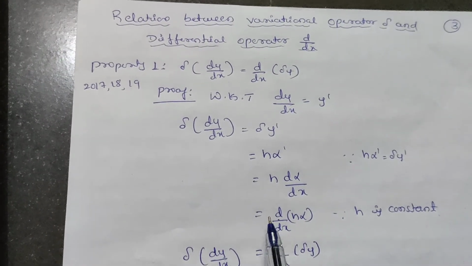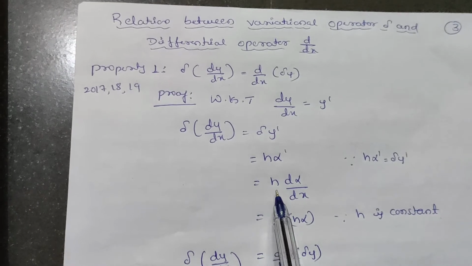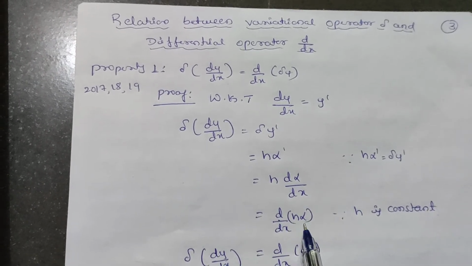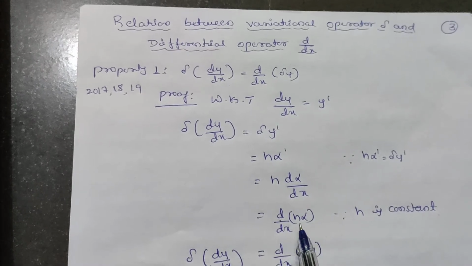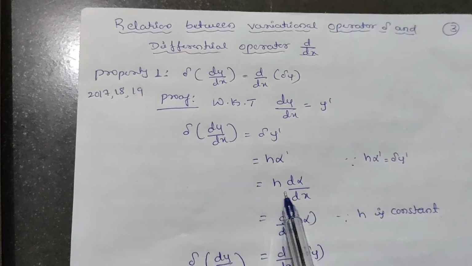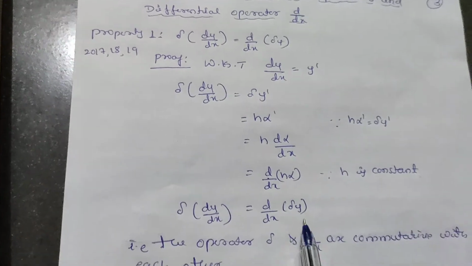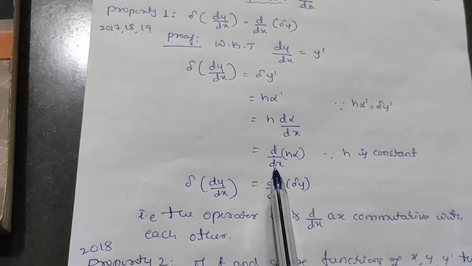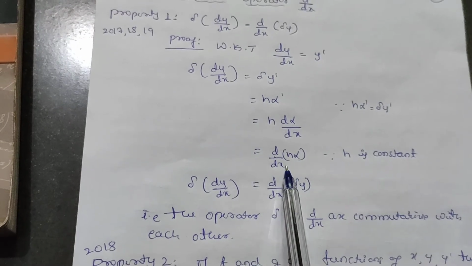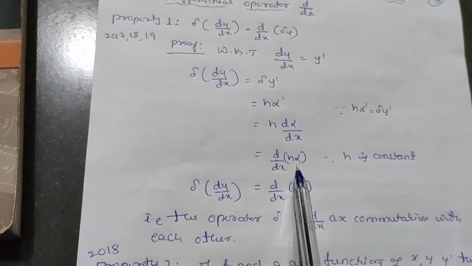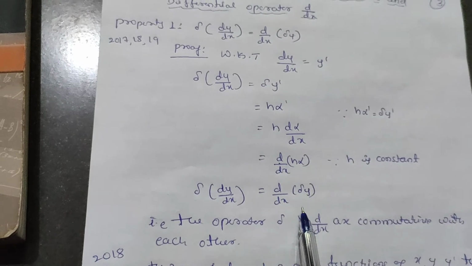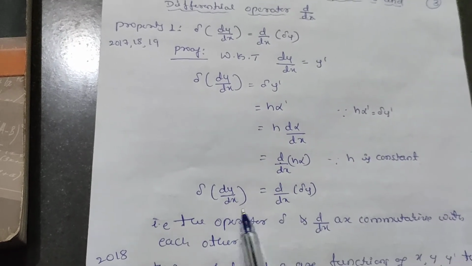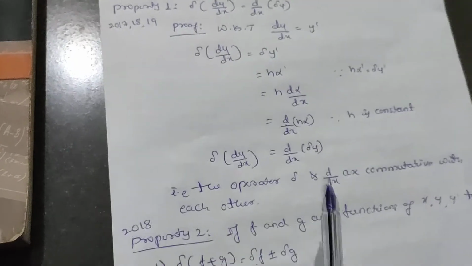This h is a constant, so we can take it as d by dx of h into alpha, because the derivative of a constant times a function is the constant times the derivative of the function. So the LHS, delta dy by dx, is equal to d by dx of h alpha, and again from the definition of a variational function, h alpha is denoted by delta y. So this is the proof of this property. This question is for 2 marks.